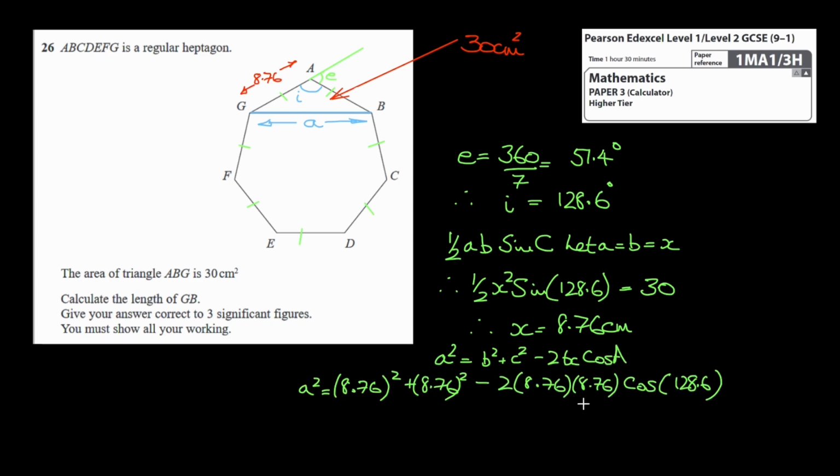So putting in the values, we get this great long thing. Working out the right-hand side on a calculator by whatever means you like, A squared turns out to be 249.18, and therefore A is equal to 15.8, and that's quoting to 3 significant figures. And that is your answer.